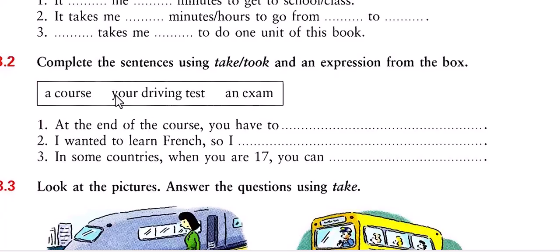Complete the sentence using take or took, using the expression in the box. At the end of the course you have to take an exam. I wanted to learn French, so I took a course. In some countries when you are 17 you can, for example, take your driving test.